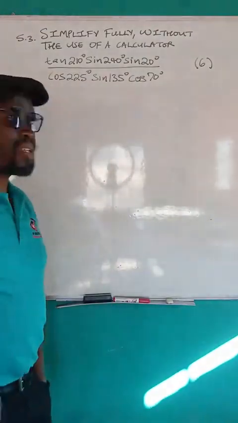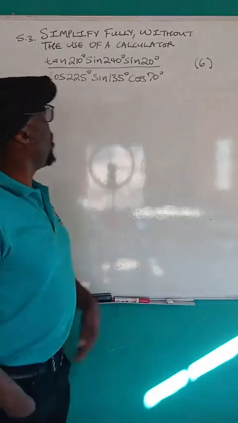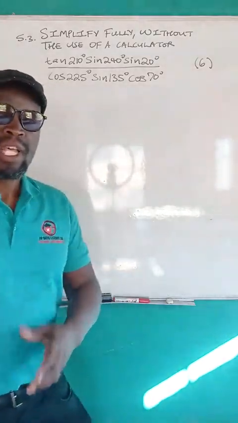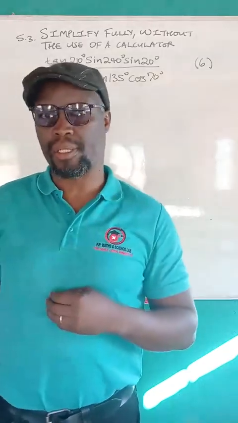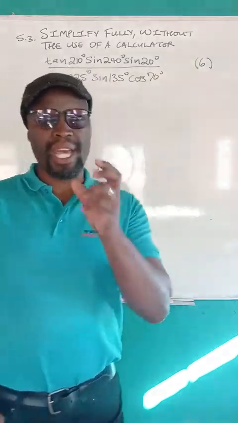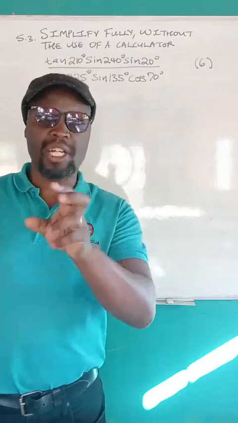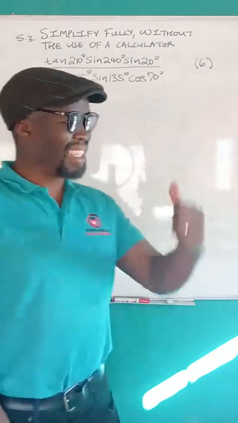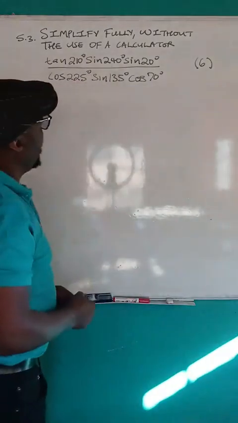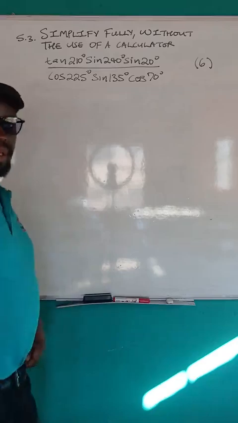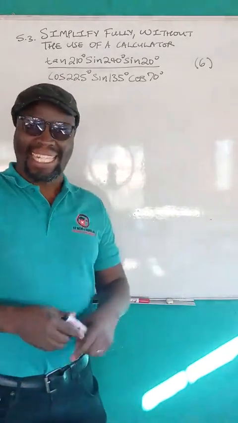The instruction says, simplify fully without the use of a calculator. Some learners are over-reliant on their calculators, but they need to make sure that in some areas they can solve problems without making use of a calculator. Just like in this case, we're given this expression and the requirement is that we should simplify it. Over here we need to apply the reduction formula.